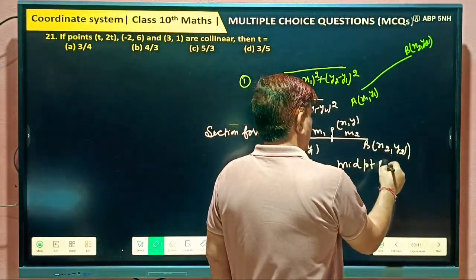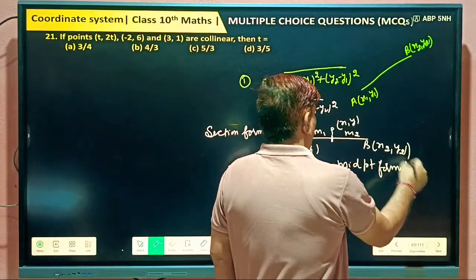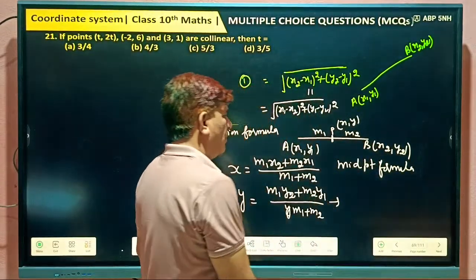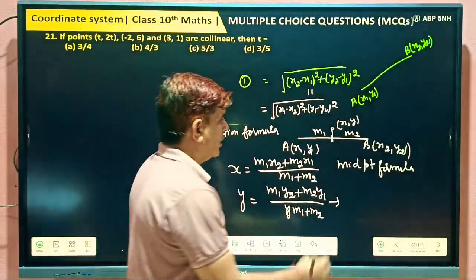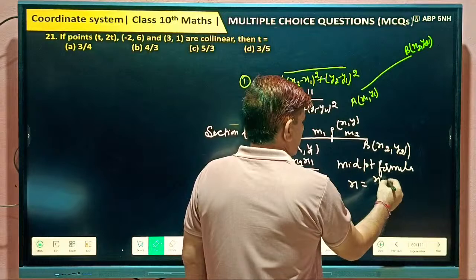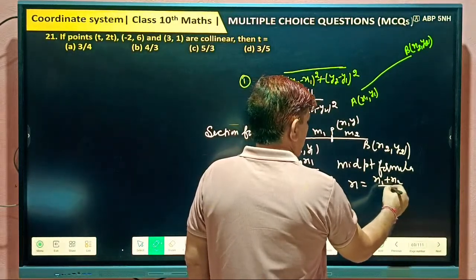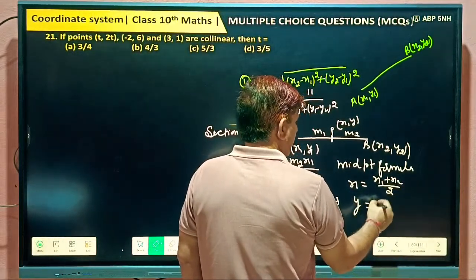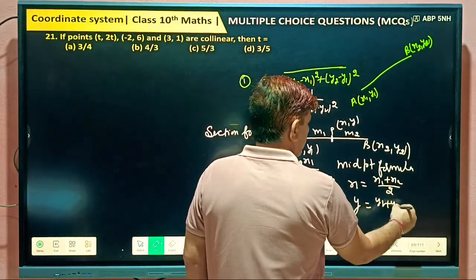And this becomes the midpoint formula. When P is a midpoint, m1 and m2 both are equal to 1, so x is equal to (x1 plus x2) by 2, and y is equal to (y1 plus y2) by 2.